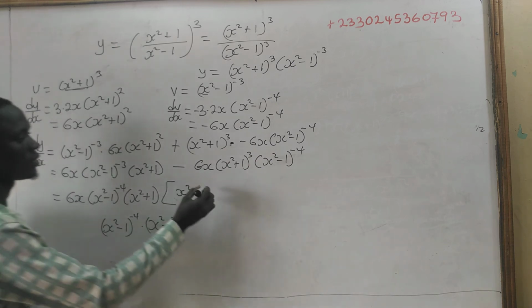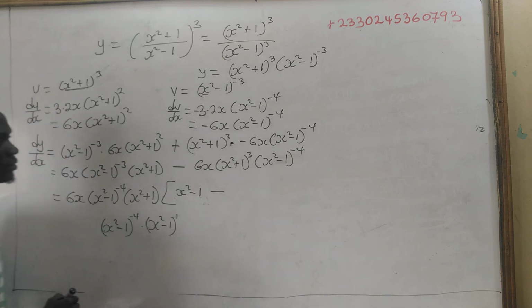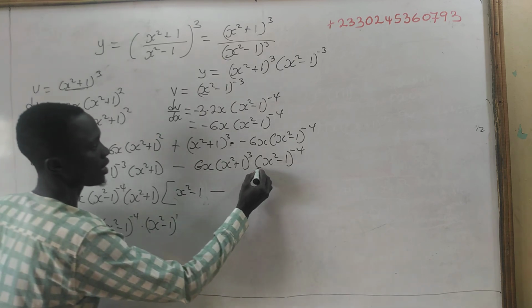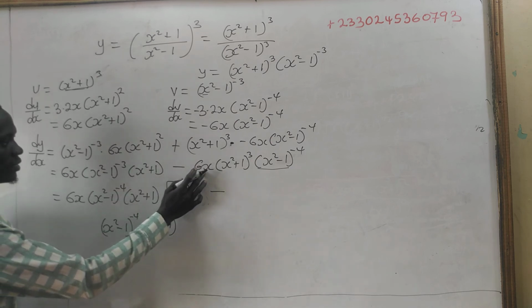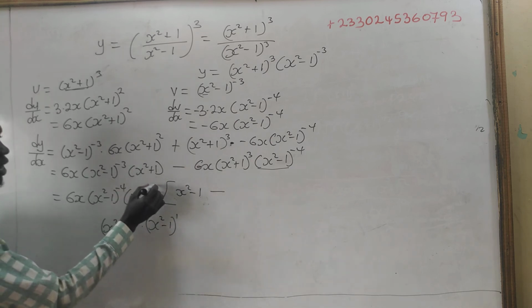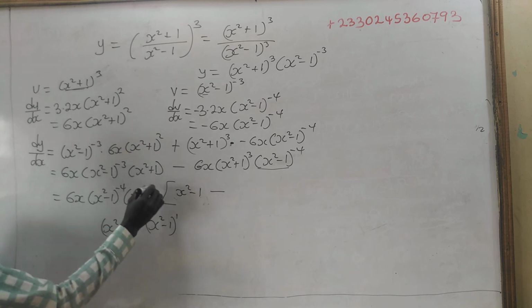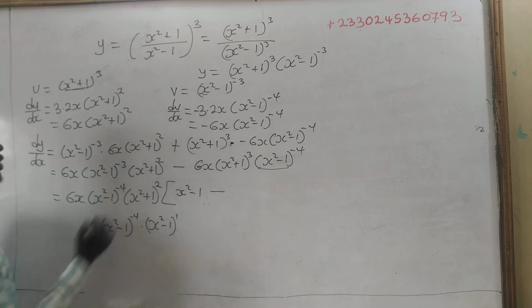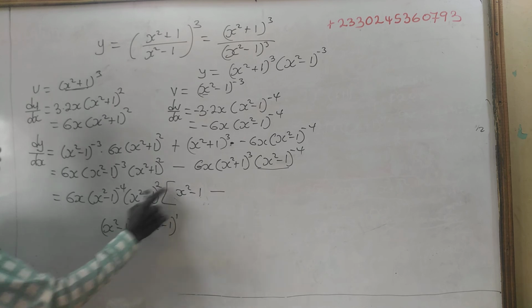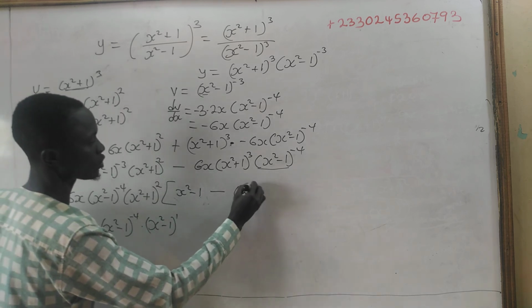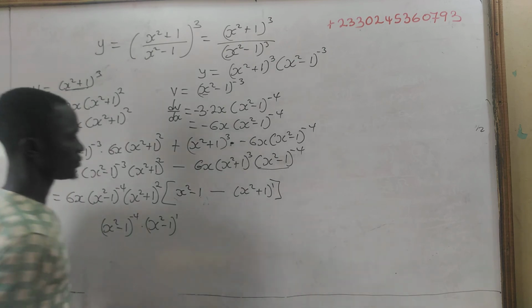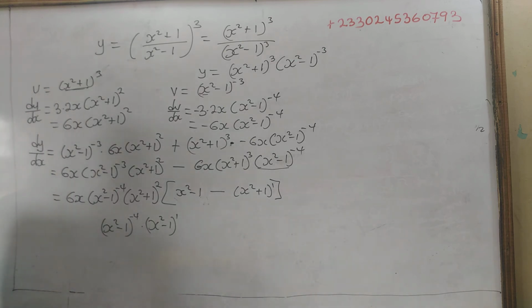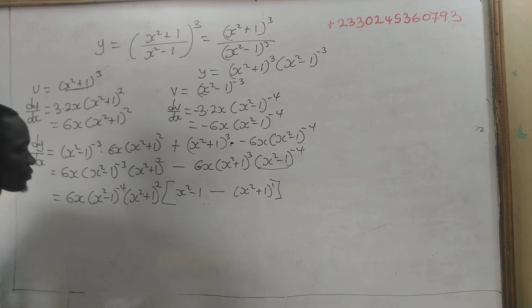Then bring the minus sign. Here, power minus 4 is here already. 6x is here already. And here we have power 2. This is power 2. Yeah, that is right. We have power 2 here. So it's left with x squared plus 1 power 1. Very simple as that. Now let us proceed.